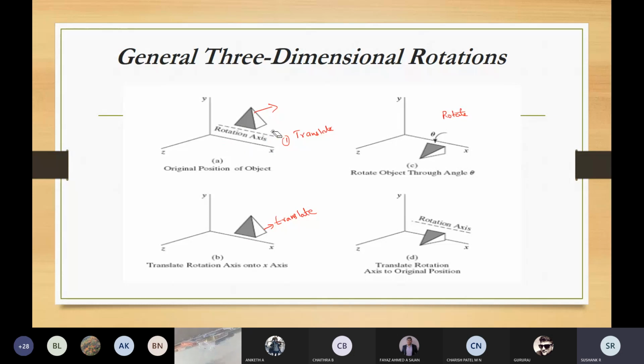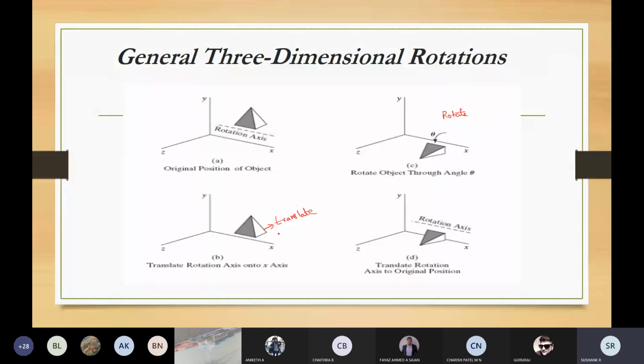After this, in the second step, they are rotating this object by an angle theta about the x-axis in our example. If it is on the z-axis, you can rotate here. If it is on the y-axis, you can rotate in this direction. That is based on the axis to which it is parallel. You can perform the rotation.